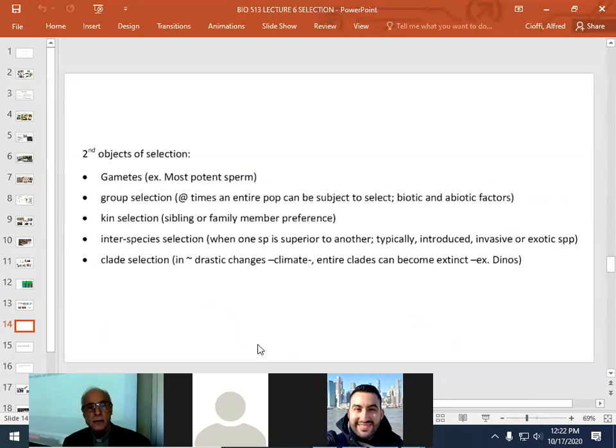It brings its capacitation to fullness only when it's inside the female reproductive tract. So it's a very complicated mechanism that involves, again, selection. So there is a group selection. Sometimes an entire group is selected out. It could be by some biotic or some abiotic factor.